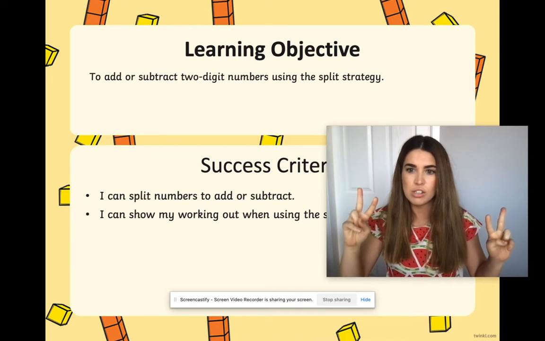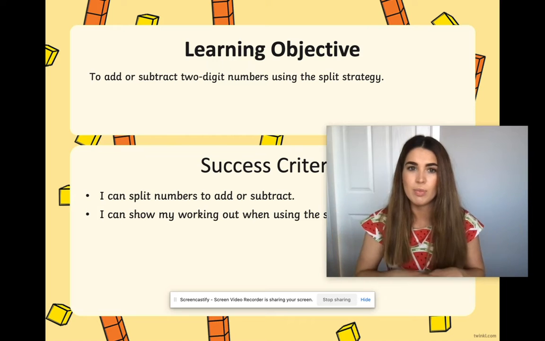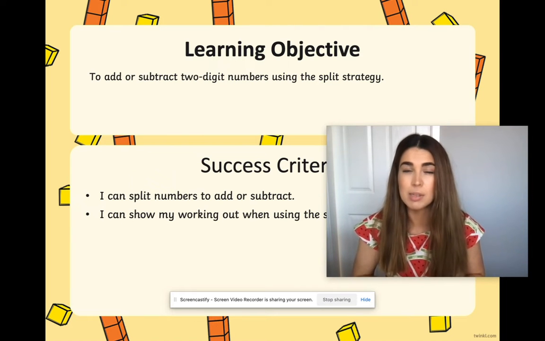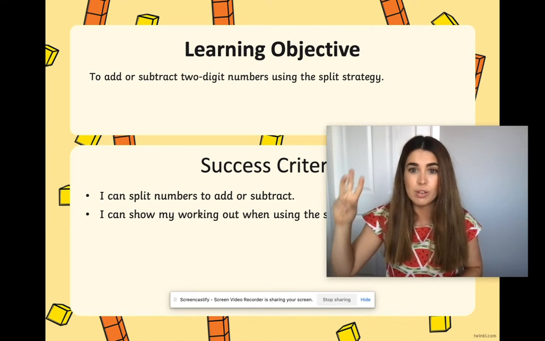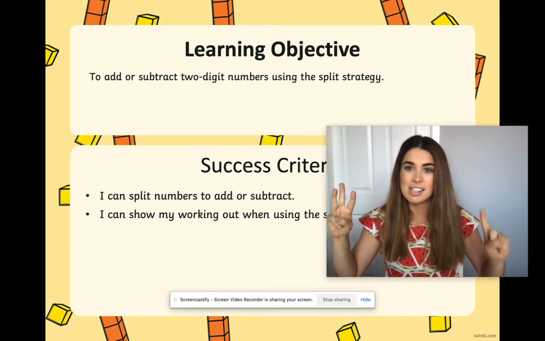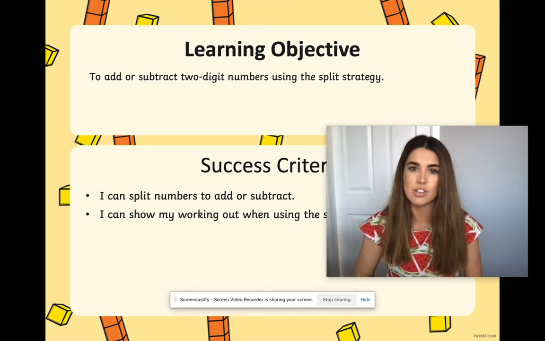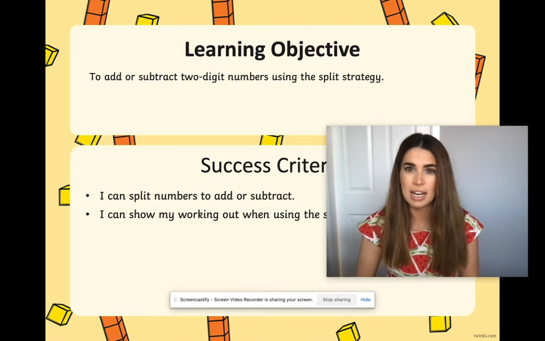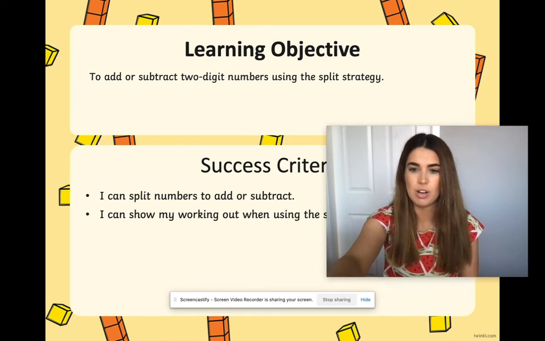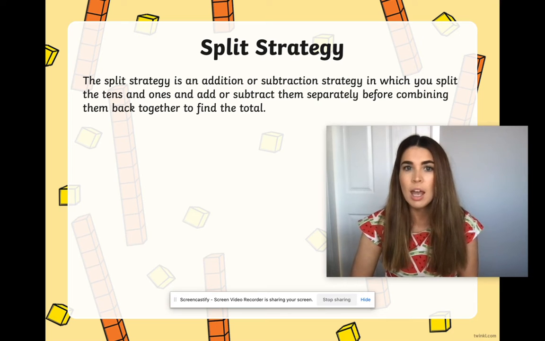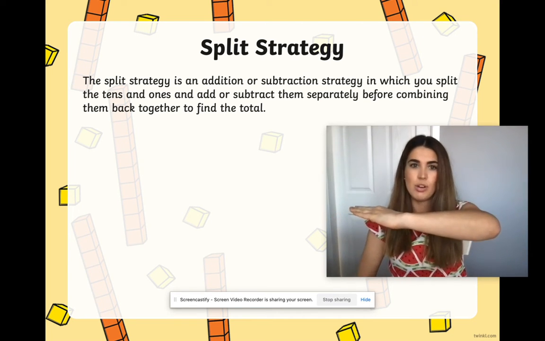the number. So like 23 has the digit 2 and the digit 3 inside the number. So two-digit numbers might be like 23 plus 45. Or two three-digit numbers might be like 345 plus 624. They've got 3 digits inside each number. And that's when I might like to use the split strategy. The split strategy can be used for both addition and subtraction.